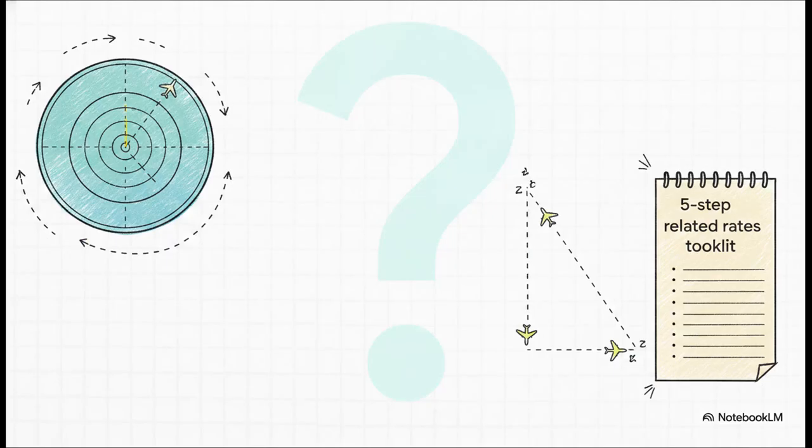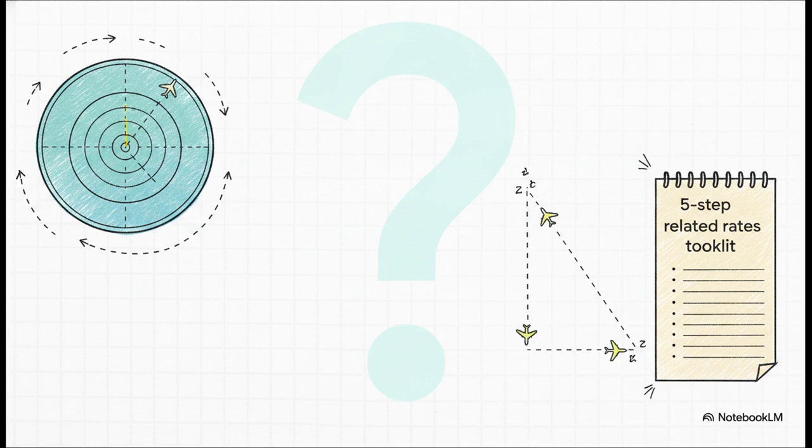As we wrap up this explainer, I want to leave you with a bit of a provocative challenge pulled straight from the source material. Imagine you're looking at an air traffic control radar. Two airplanes are flying at the exact same altitude toward the exact same airport. Airplane A is flying east at 250 miles per hour, and airplane B is flying north at 300 miles per hour. When they are 30 miles and 40 miles away respectively, how fast is the distance between them closing?